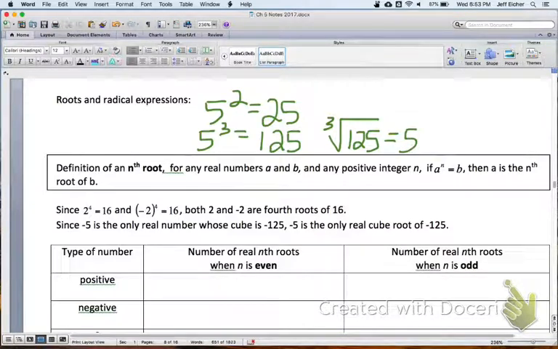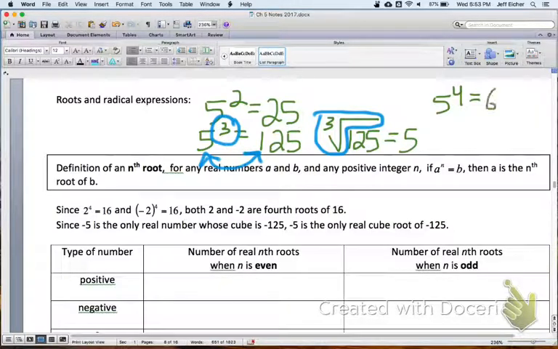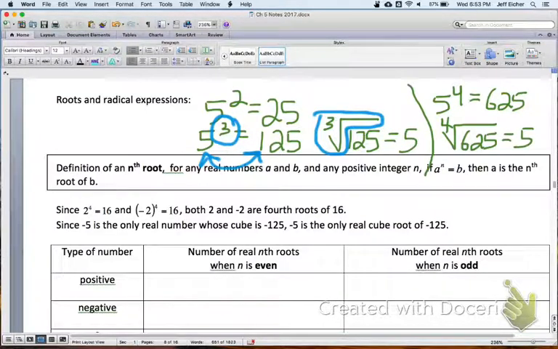They're inverse operations. If we cube something, the inverse operation of that is cube rooting that something, and it gets us back to where we started. Or we have 5 to the 4th, which is 625. The inverse of that would be doing a 4th root of 625. The 4th root of 625 gets us back to 5.